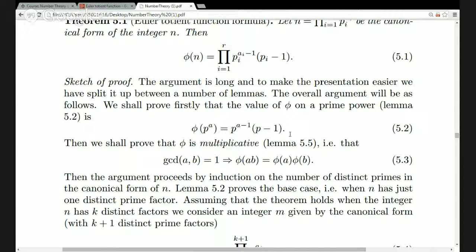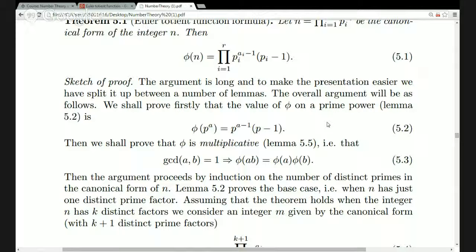Phi of p raised to the power a is simply p to the power a minus 1 times p minus 1. So that's what this formula looks like if you've got r equals 1. If you've got r equals 1, you may as well not have that product operator there. So it's just one factor there. So you just get rid of the product operator, and you're just left with whatever the prime p is raised to the power a minus 1 times p minus 1. So that would be the base case of the induction. So we'll know that the formula is true for numbers n which are prime powers.